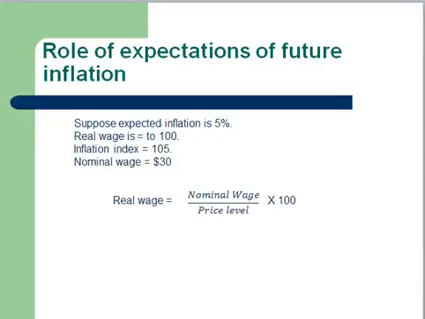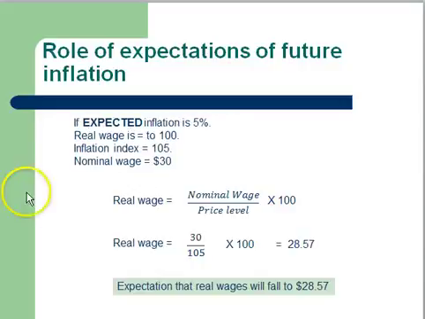So here, let's say that for whatever reason, the expected inflation rate is 5%. And we're going to assume that the real wage is indexed to 100. The inflation index is 105. And in this case, our nominal wage is 30. To get my real wage, that is the buying power in the coming year, let's say we're looking at 2015, and my nominal wage is $30, and my buying power is $30. What we want to know is what this is worth in 2016. So 2016 comes along, and there's been 5% inflation.